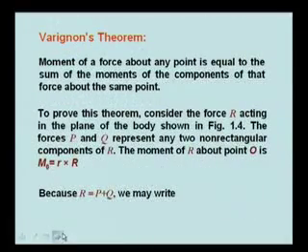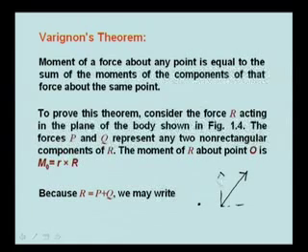Now, there is a theorem of Varignon. It states that the moment of a force about any point is equal to the sum of the moments of the components of that force about the same point. This theorem helps us to find out the moments easily. That means if there is a force and I am interested to find its moment about this point, I can resolve this force into two components and then find the moments of these two components about this point O and add them, and it will be equal to the moment of that force. This theorem can be easily proved.